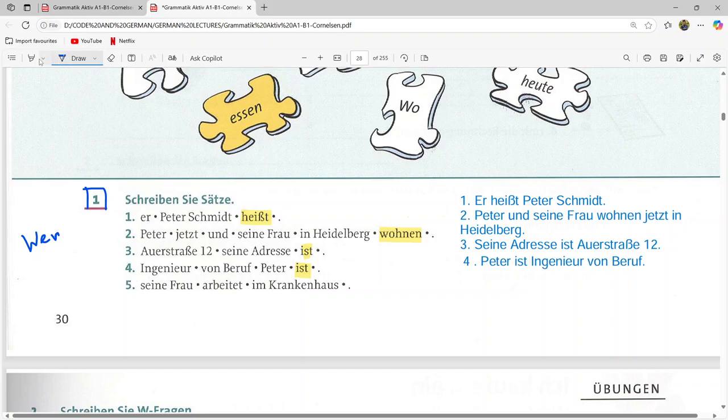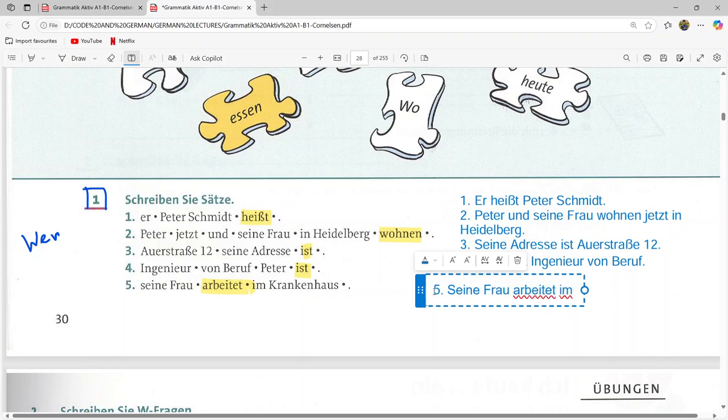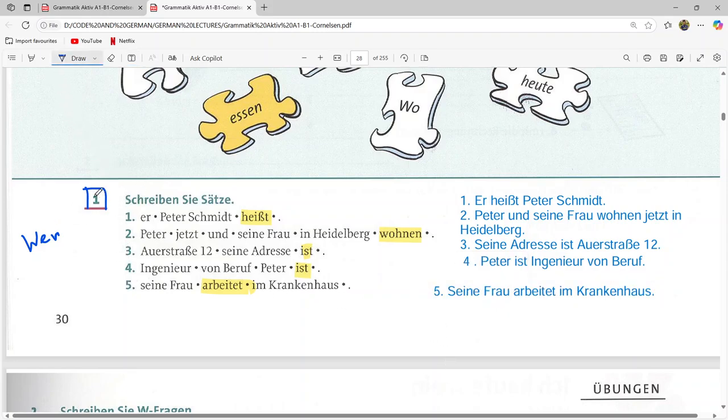Okay, next one. Where is the verb? The verb is arbeitet. Seine Frau arbeitet im Krankenhaus. Okay, seine Frau arbeitet im Krankenhaus. So it is already given. Seine Frau arbeitet im Krankenhaus. So his wife works in the hospital. Okay, so done. All options are completed.